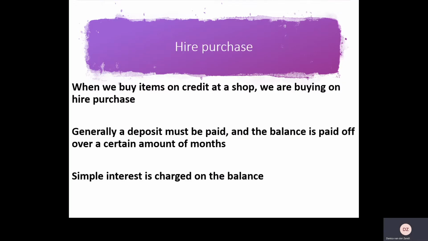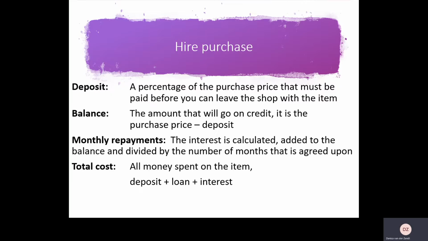Then we looked at hire purchase. It is when we buy items on credit at a shop. Generally, a deposit must be paid, and then the balance is what goes onto the simple interest formula. After you've calculated using the simple interest formula, remember, I don't tell you that it's simple interest. You need to know that hire purchase is simple interest. Then we divide by 24 to get my monthly repayments, and my total cost would be all money spent on the item: the deposit plus the loan plus the interest.